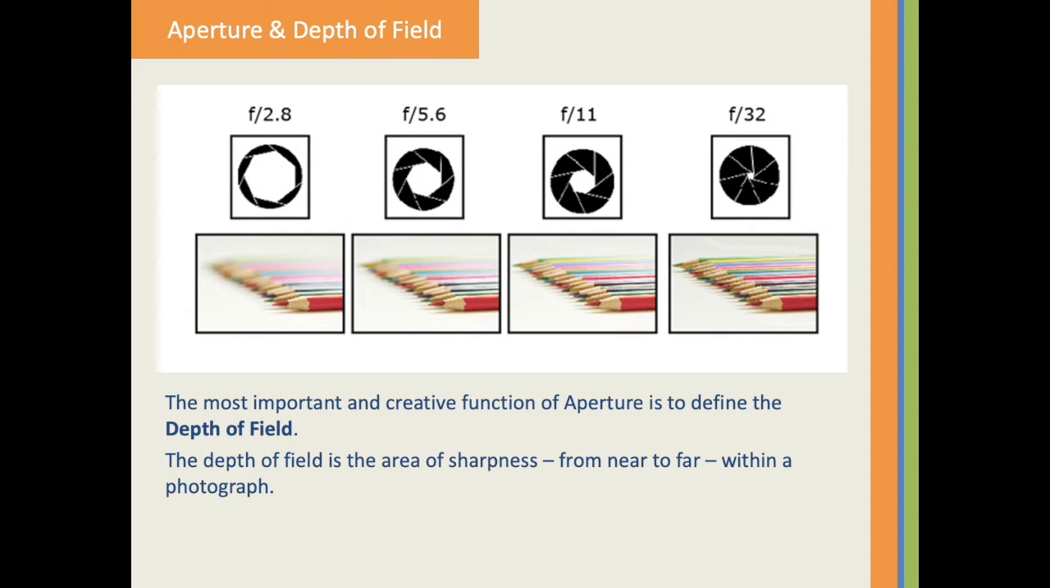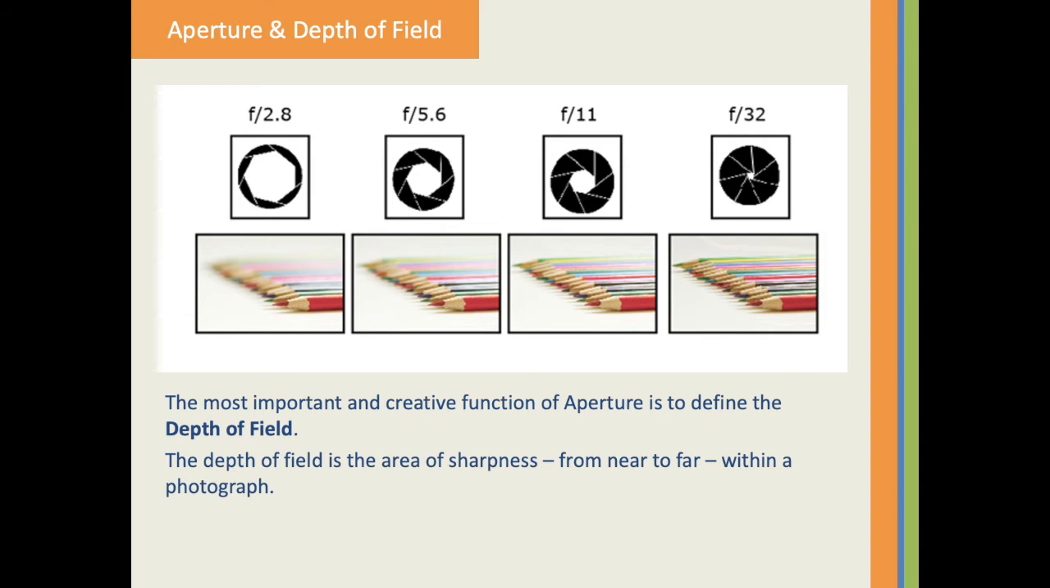So on the left-hand side of the screen, we have a large aperture at f2.8 that is going to let lots of light into the camera, and that leads to a shallow depth of field where only the first few pencils in my image are going to be in focus.